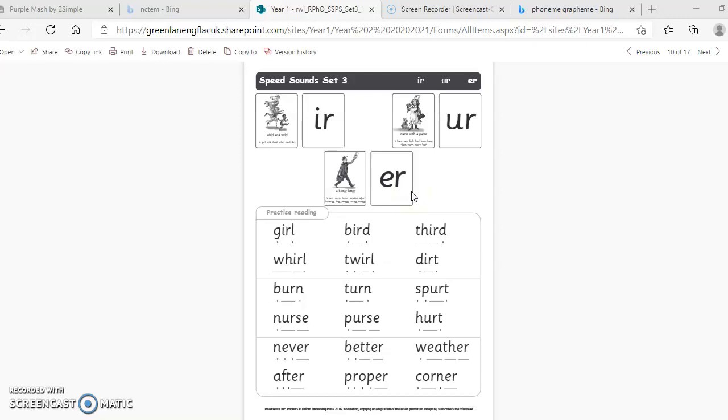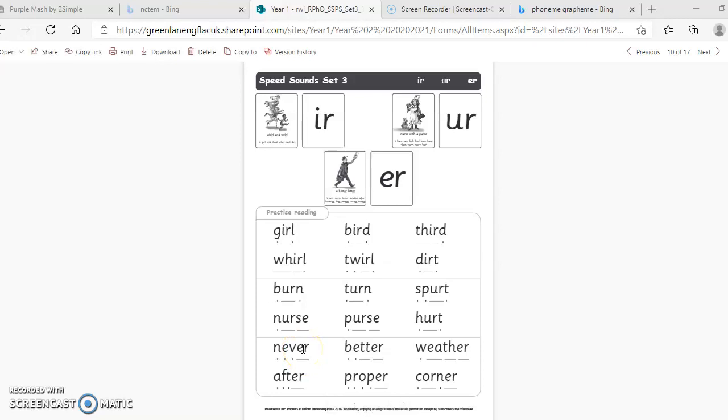Okay, so what I'd like us to do now is I want you to be able to read these words here. Okay, so we've got the word here, girl. So that's what I want you to do. I want you to carry on reading all the words that you've got here. Then I want us to read these ones here, burn. Okay. Then I want us to read these ones here, never. Okay, so that's going to be your job, to practice reading these words.